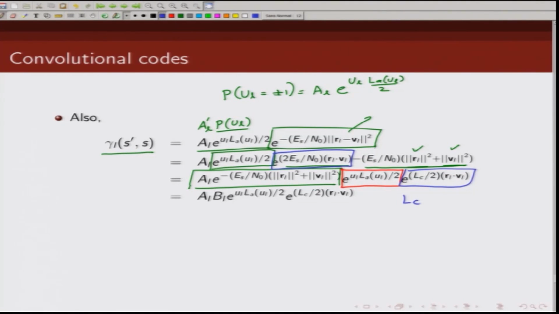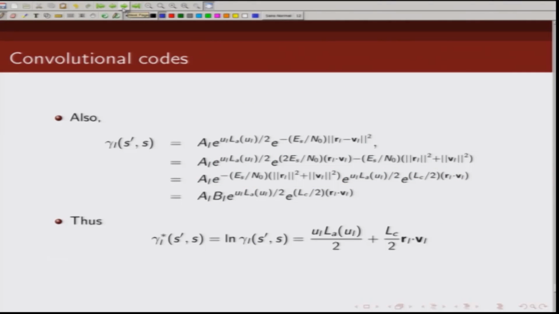Please note, LC is 4 times ES by N naught. So, that is why we are writing it as e raised to power LC by 2 and the dot product between R and VL. So, then we can just simplify this expression as some constant terms multiplied by this a priori term, and this is a term which depends on the received channel values. So, this is a simplified expression for the branch matrix computation for our BCJR algorithm, if we are considering an additive white Gaussian noise channel.